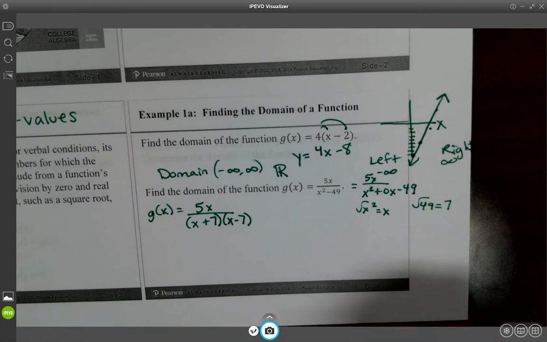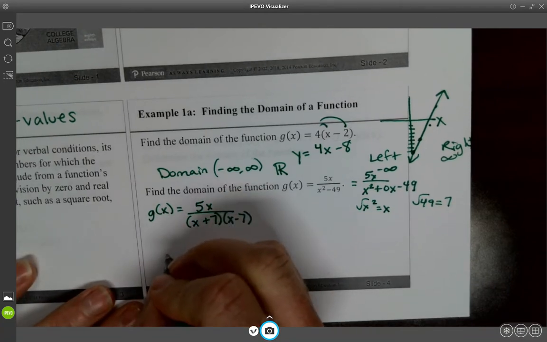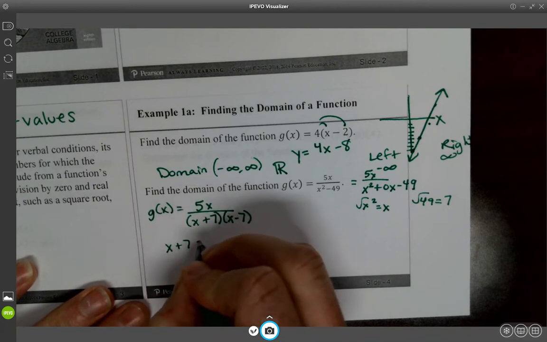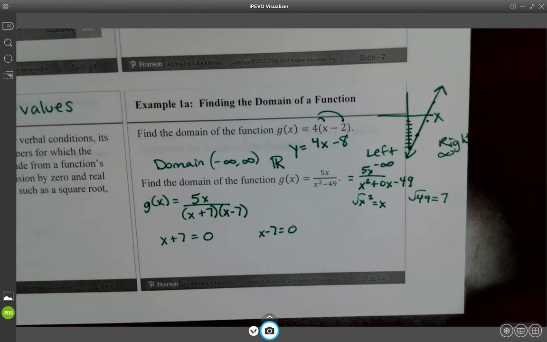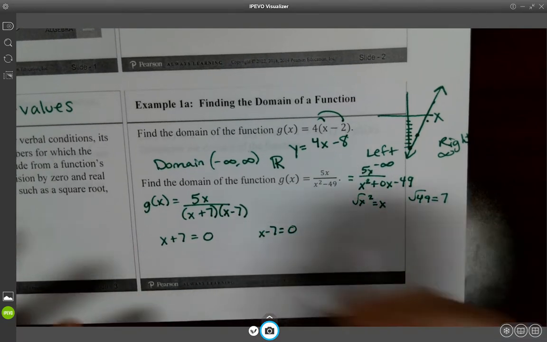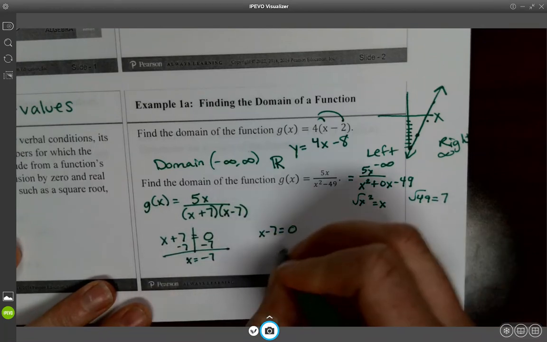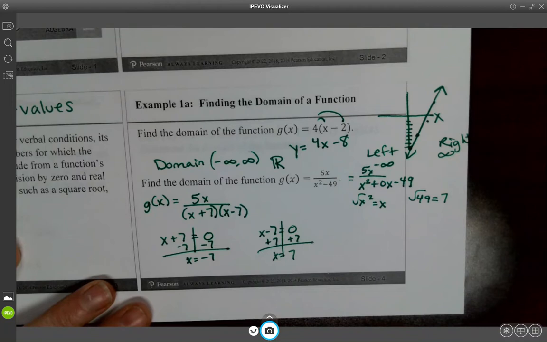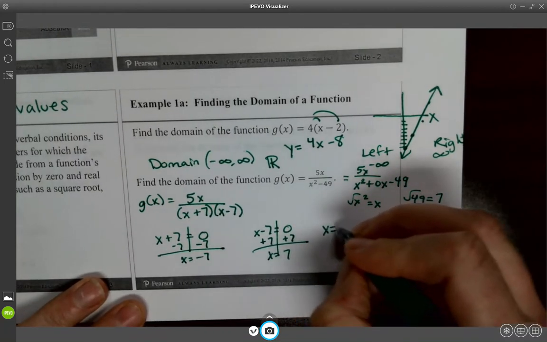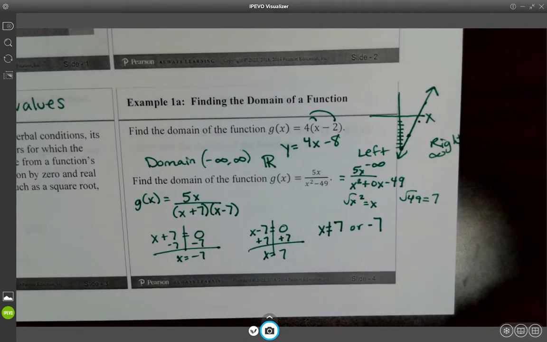So to do our domain, we have to look at if either one of these can be made into 0, because you cannot have 0 as our denominator. So what we'll do is we'll do x plus 7 equals 0 and x minus 7 equals 0. And we want to solve and see what x equals to make it equal 0. So x equals negative 7 and x equals 7. So this means that x cannot equal 7 or negative 7. But it can equal anything else.